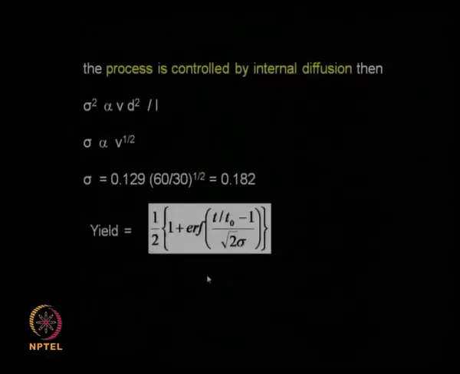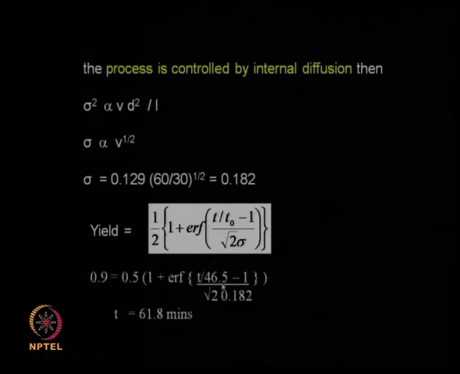Now I go back again to the yield equation, I take yield equal to half of 1 plus erf of (T by T naught minus 1) divided by square root of 2 sigma. Now T naught has gone down, remember I have doubled my flow rate, so T naught has gone down from 93 to 93 by 2, and sigma has gone up from 0.129 to 0.182. So I will substitute new sigma, I will substitute new T naught, and again I calculate this error function, and yield I want to know the 90% yield or 0.9, so I will calculate what should be my time.